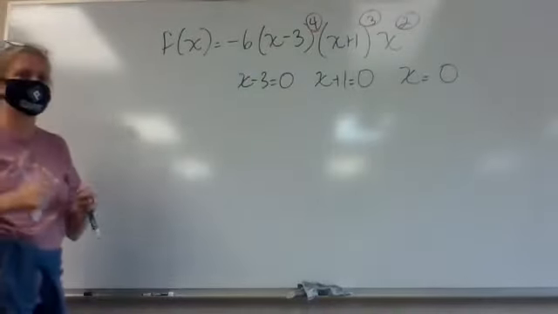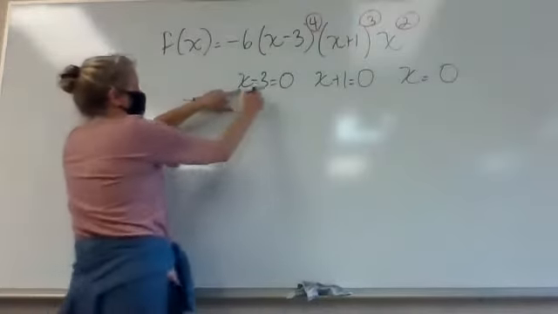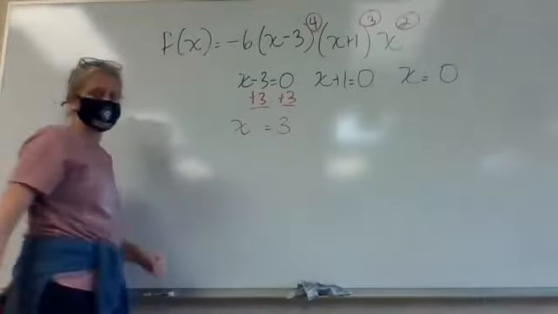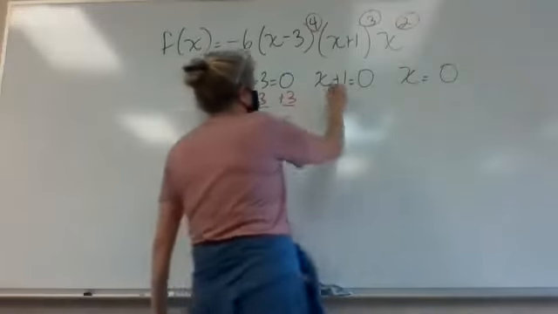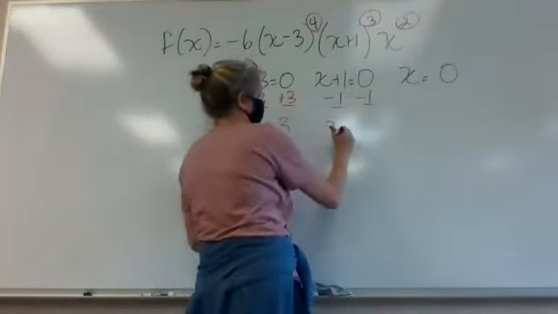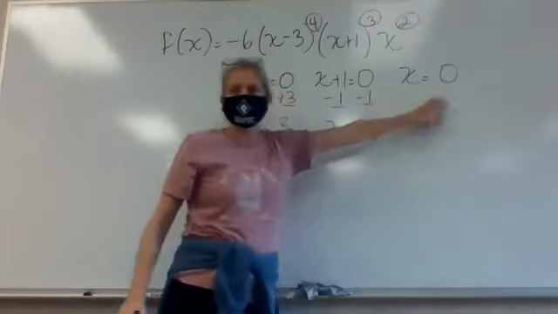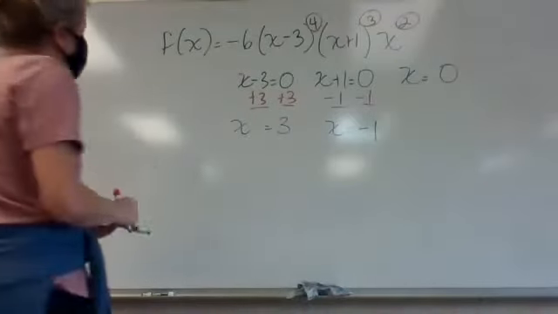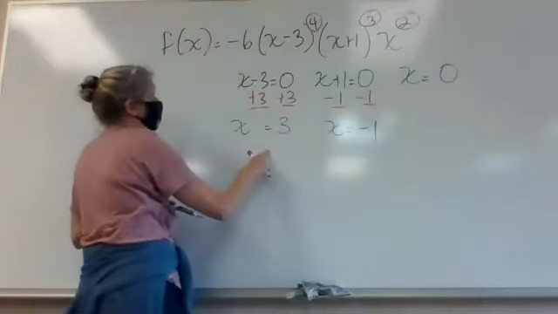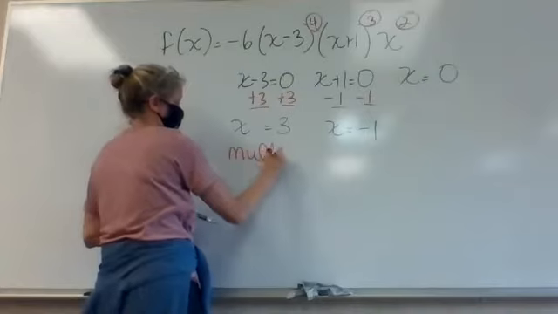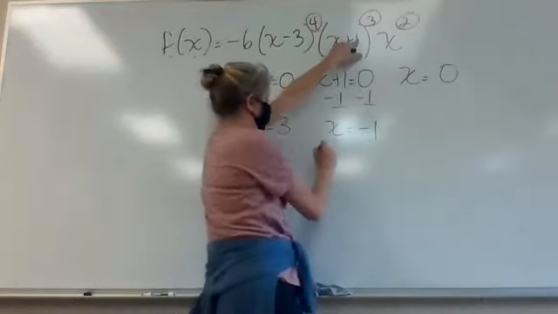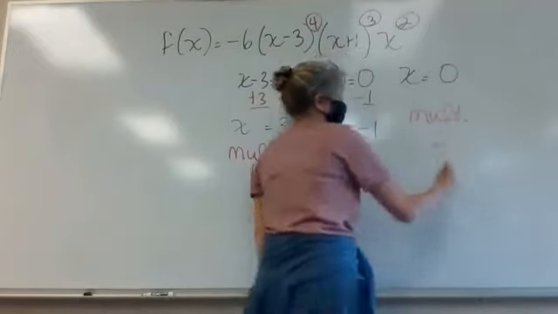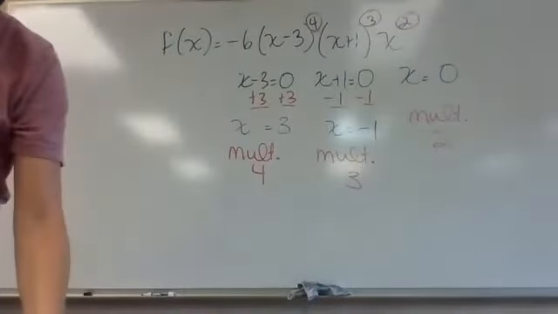And then solve them for their x's. So this one, I would get rid of that minus 3 with a plus 3. So x equals 3. This one, I would get rid of that plus 1 with a minus 1. So x equals negative 1. And then this one's already solved because the x is already by itself. And then the multiplicities. This one's multiplicity is 4. This one's multiplicity was 3. And this one's multiplicity was 2.